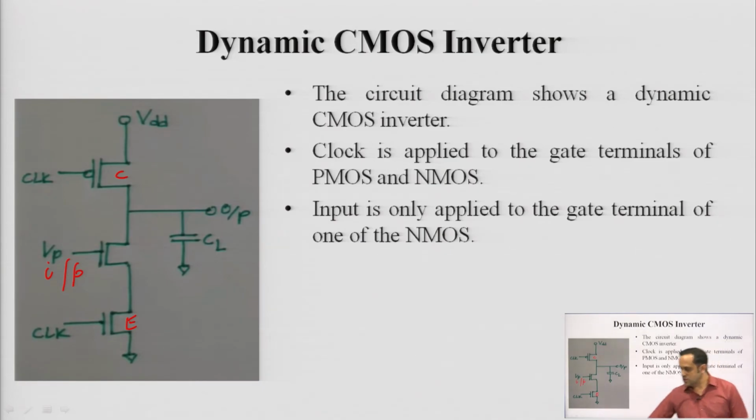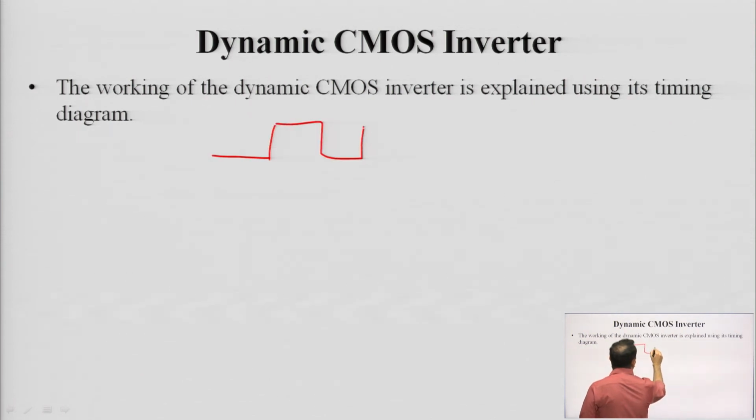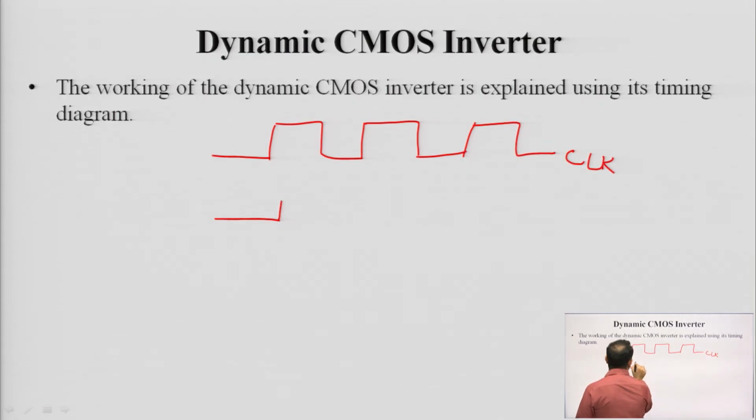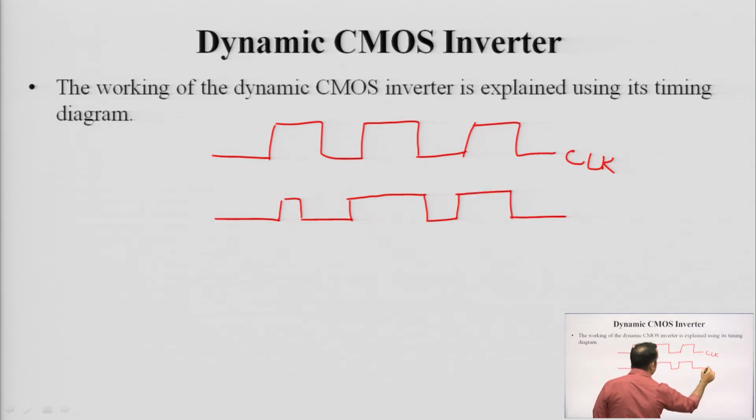Just to see the timing diagram for this, the clock can keep going high and low. So, this is your clock. Your input can go high, it can be low, it can again go high and can go low. I am drawing this randomly. This is your input. I had marked it as Vp in the diagram. The output: when clock is low, your output charges.